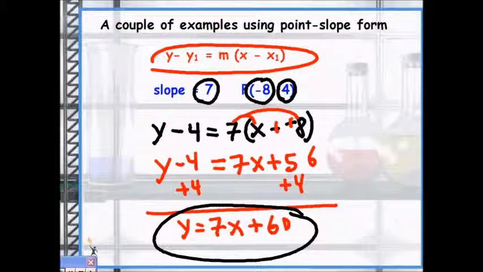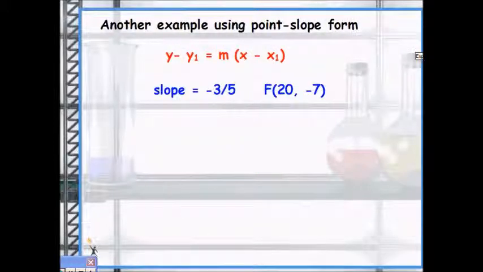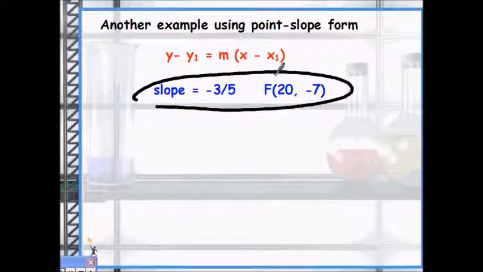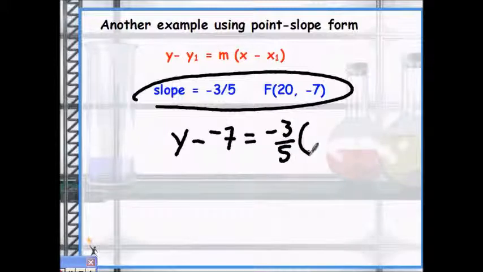Let's look at another example. I'm just going to plug this information into the point slope form template. So y, still a variable, minus my y coordinate equals the slope times x minus my x coordinate. Now I will simplify and solve to put it in y equals mx plus b form.